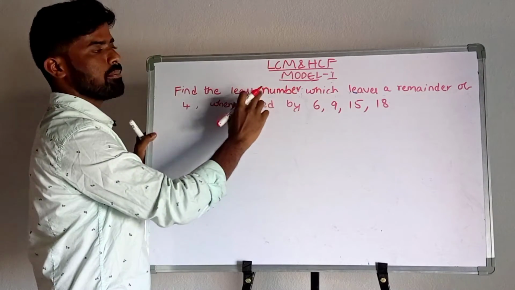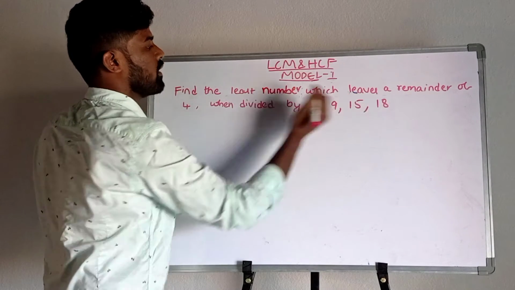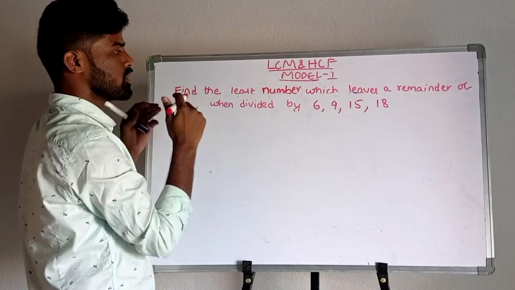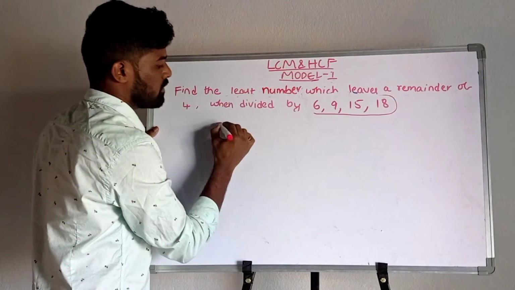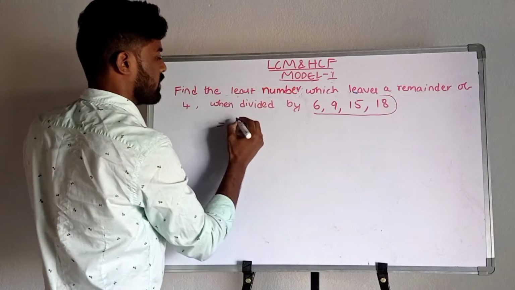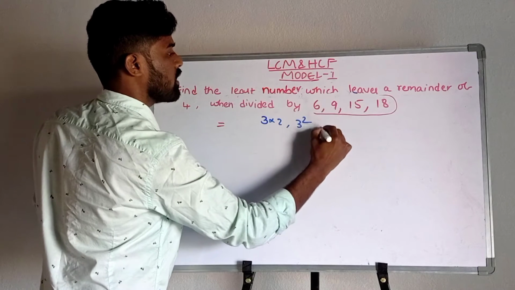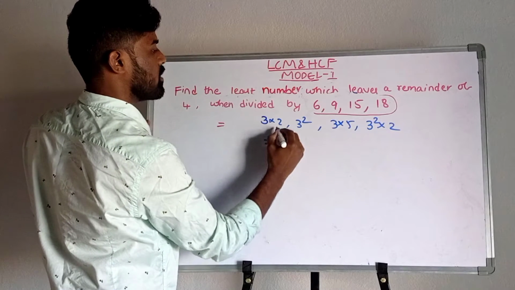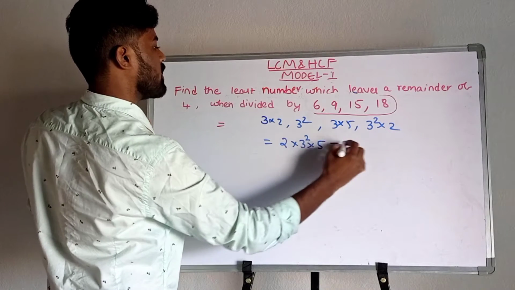Find the least number which leaves a remainder of 4 when divided by 6, 9, 15, 18. That means we have to find a least number that leaves a remainder when divided by these numbers individually. First we will find the LCM of 6, 9, 15, 18. 6 can be written as 3 into 2, 9 is 3 square, 15 is 3 into 5, 18 is 3 square into 2. LCM is 2 into 3 square into 5, which will become 90.